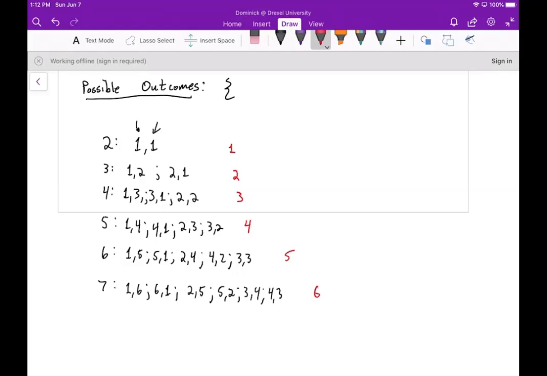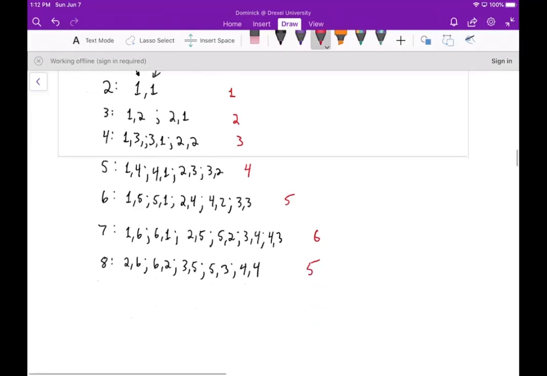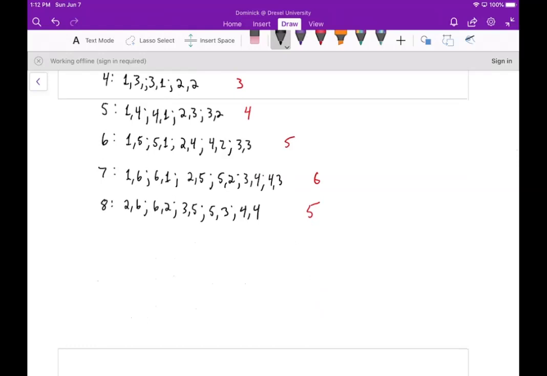But now we start to go down, because once you start to do 8, you can't have 1 and 7. The best you can do is 2 and 6. So you get 2 and 6, 6 and 2, and then we have a 3 and a 5, 5 and a 3, and then 4 and 4. So now we're back down to 5. And of course, this is going to keep going until we get to 12.